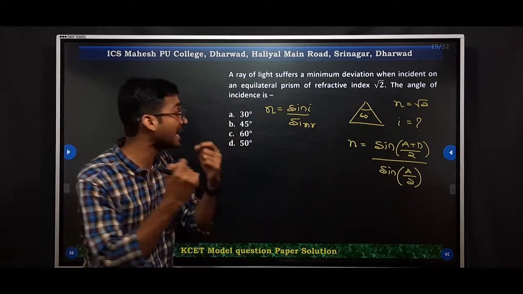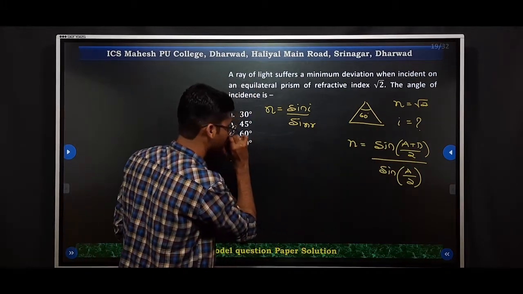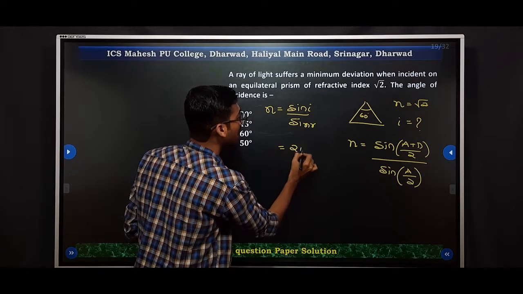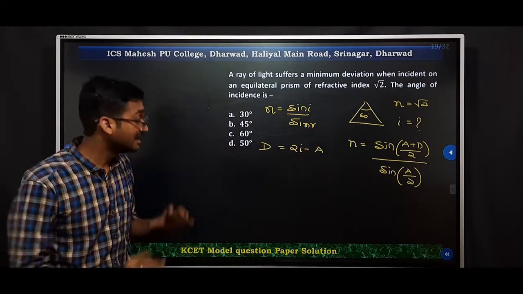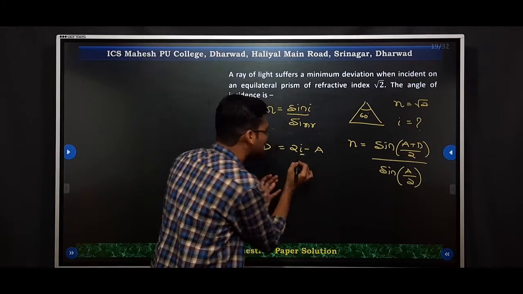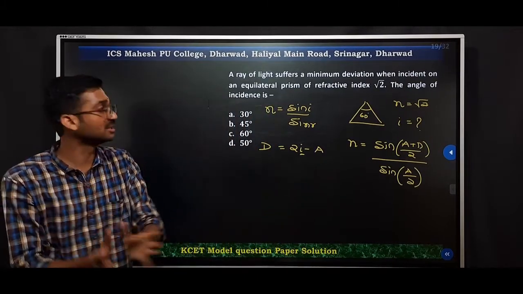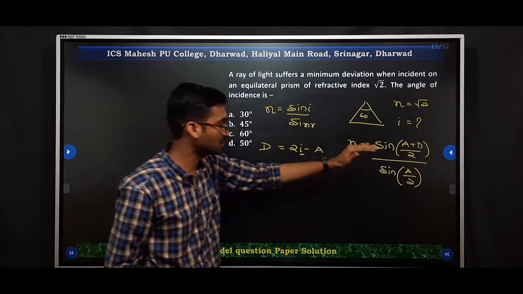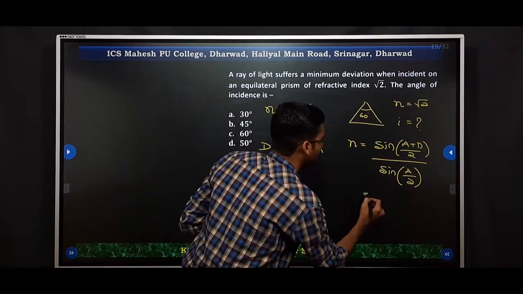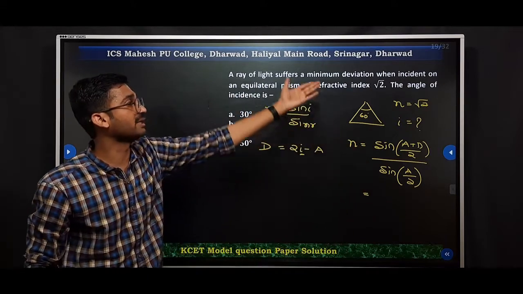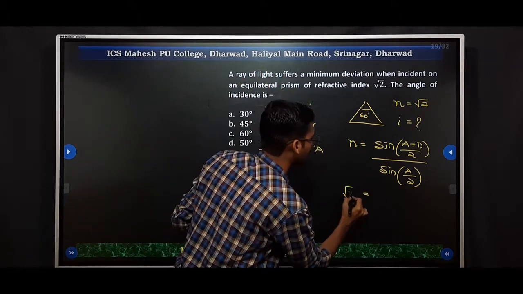Therefore, we have to solve this equation, and thereafter we have to go for another equation, that is, 2i minus A is equal to D. Thereafter we will get the answer for the angle of incidence on this prism. Therefore, first solve for this equation. What is n now here? It is the refractive index of the given prism. What is that? Root 2.